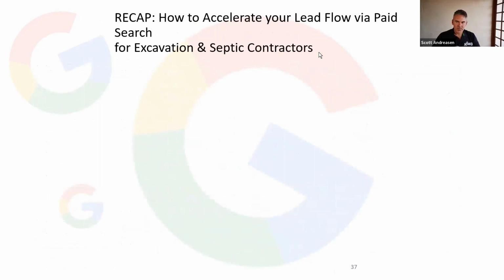Lead flow using paid search for excavation and septic services. Get conversion tracking. Get a system that is going to tell Google that, yes, it made a lead, so Google could start optimizing your campaign using its algorithm. Your campaign should be broken into smaller ad groups based on your services.